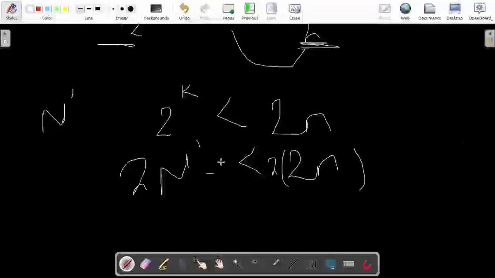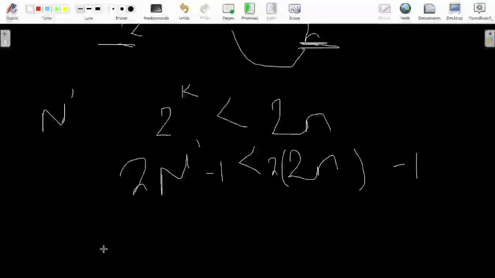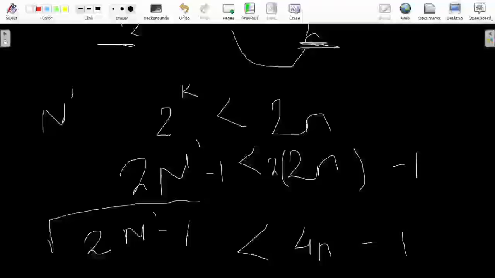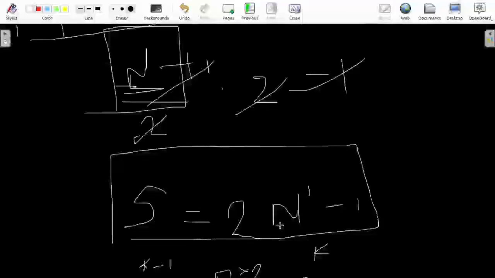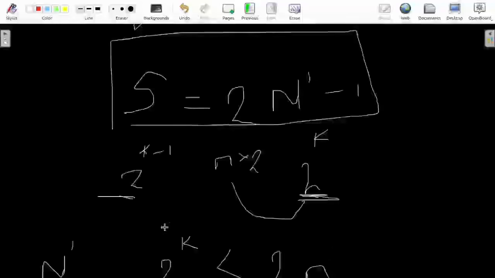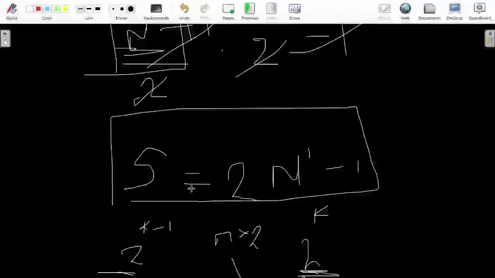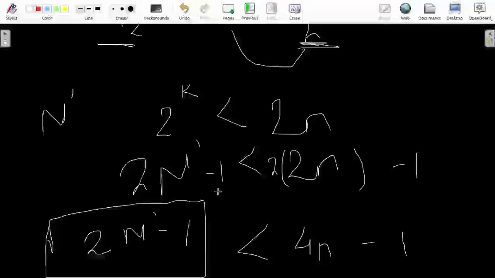Now subtract a 1 on this side, and also subtract a 1 on this side. Now observe what we get: 2 times n dash minus 1 is less than 4 times n minus 1. Tell me one thing. We saw this equation earlier. What is this equation denoting? It is denoting the total number of nodes in a segment tree for a complete power of 2. So for this power of 2, we will have this many nodes, and it is less than 4 times n minus 1.